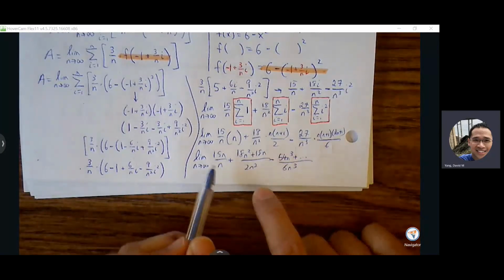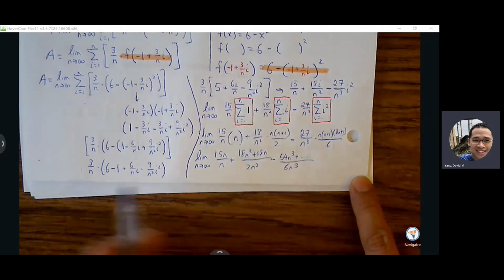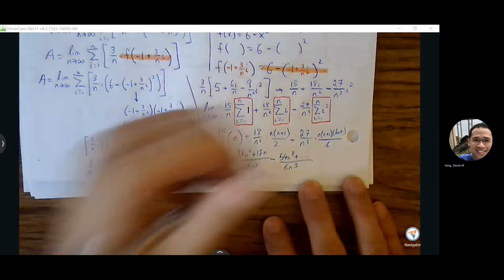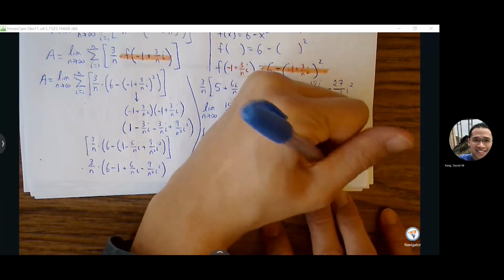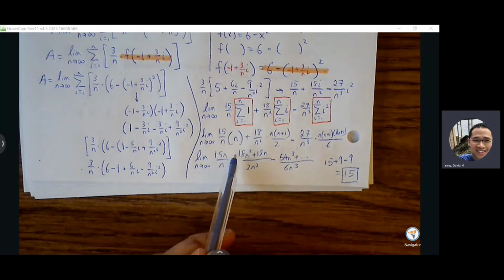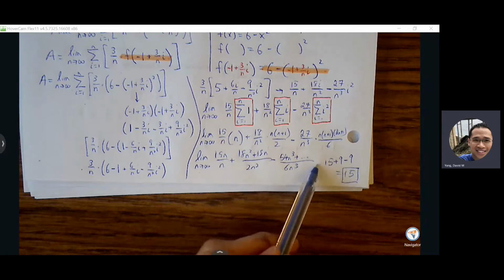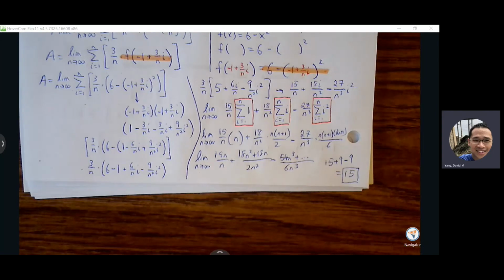Each of the fractions have common degrees. So 15 over 1 plus 18 over 2 minus 54 over 6. So 15 over 1 is 15, 18 over 2 is 9, 54 over 6 is also a whole number, 9 as well. So 15 plus 9 minus 9 is 15. This tells us that the area of that region is exactly 15.